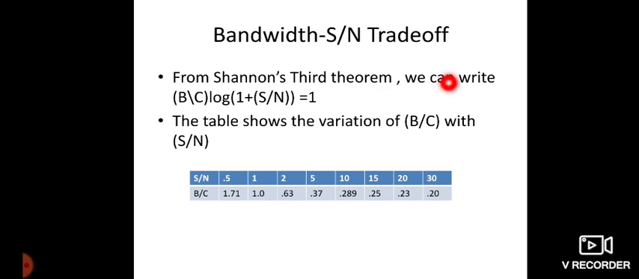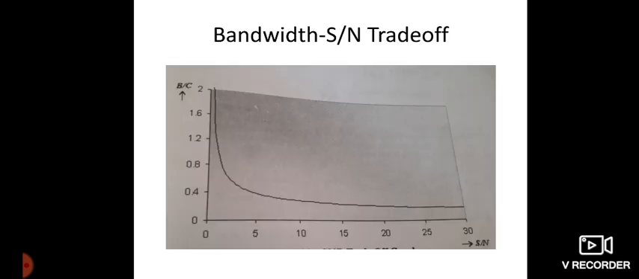Now the bandwidth S by N trade-off. For that, from Shannon's third theorem we know that C equals B log base 2 of (1 plus S by N), then B by C log base 2 of (1 plus S by N) equals 1, so B by C equals 1 over log base 2 of (1 plus S by N). We substitute different values for S by N and find the ratio of B by C. Then the graph will look like this, with S by N on the x-axis and B by C on the y-axis. So this is the bandwidth signal to noise ratio trade-off.